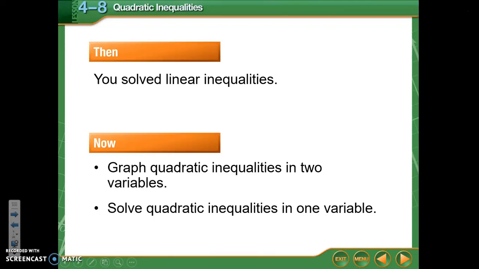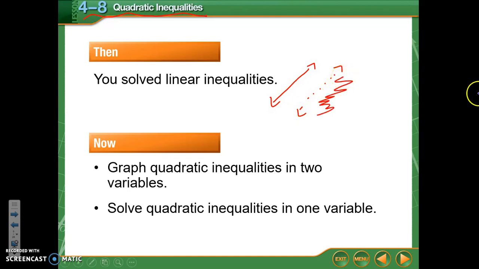All right, welcome to the end of Chapter 4. This is the last section we're going to see in Chapter 4, and it is about quadratic inequalities instead of quadratic equations. So we've solved linear inequalities in the past. Remember, with linear inequalities, we have to think if we're going to have a solid line or a dotted line, and then we have to figure out which side that we are going to shade.